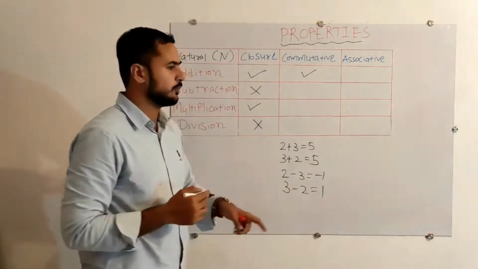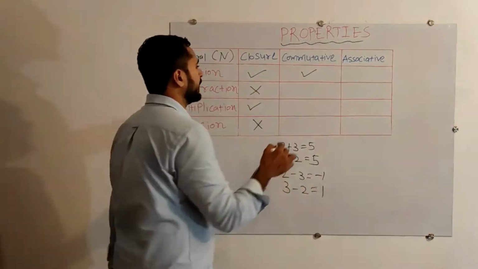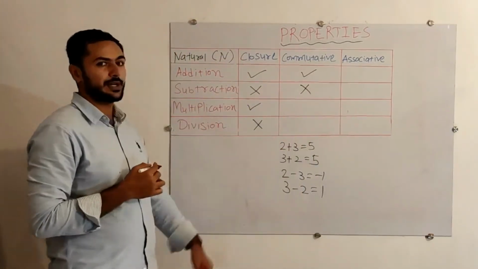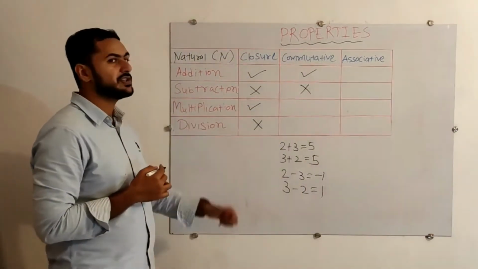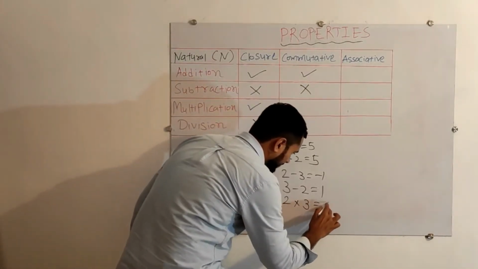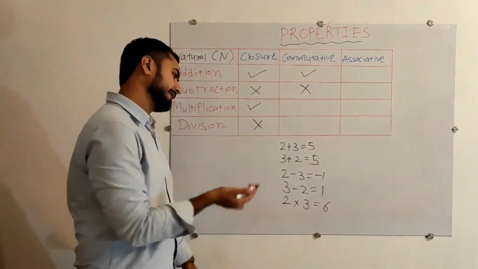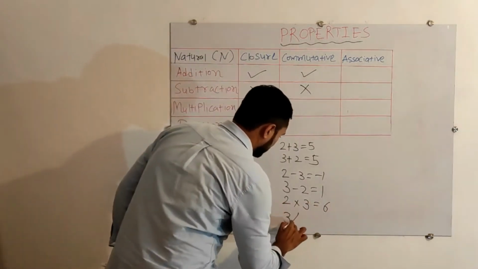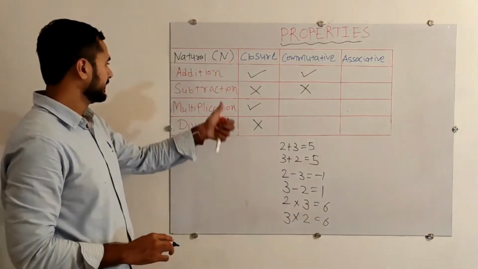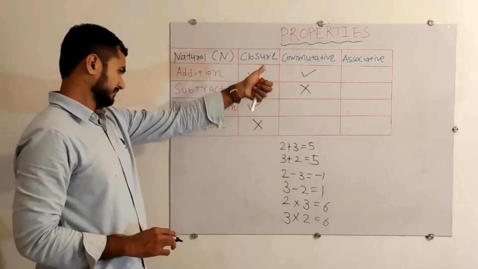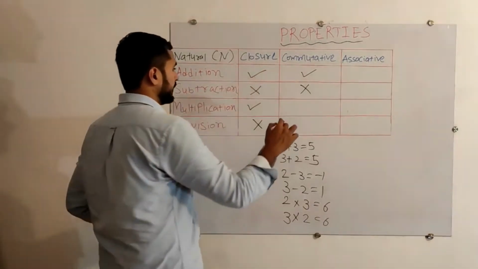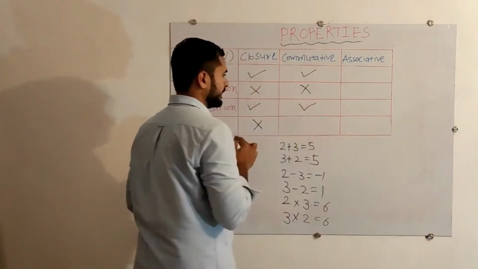It means no, because both these numbers are different. It means no, it is not commutative under subtraction. Then multiplication. Let's see, 2 multiplied by 3 is 6, and 3 multiplied by 2 is again 6. So yes, multiplication is commutative.